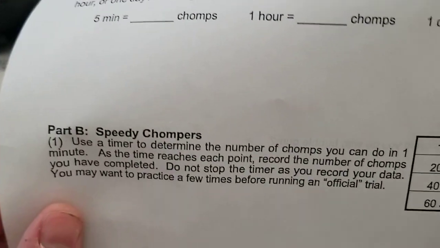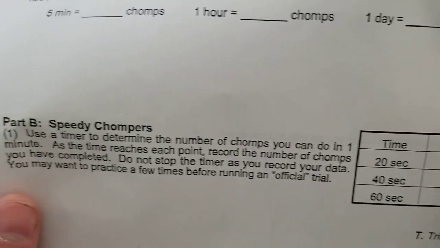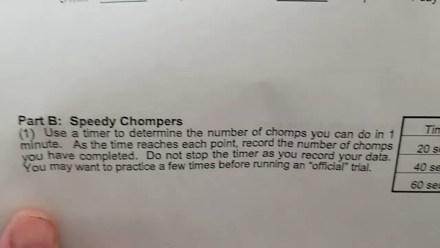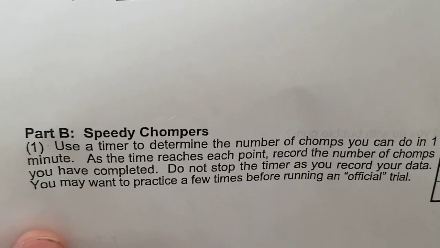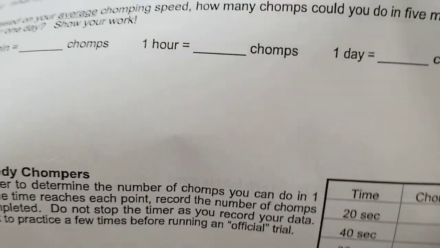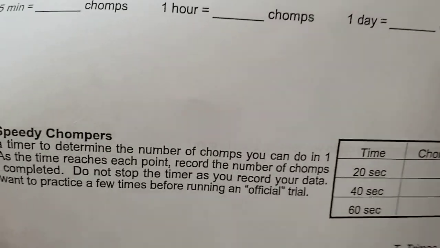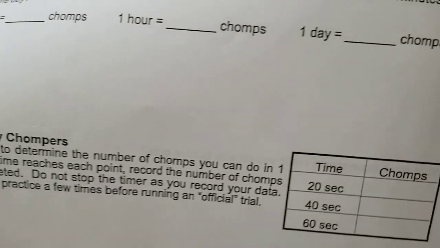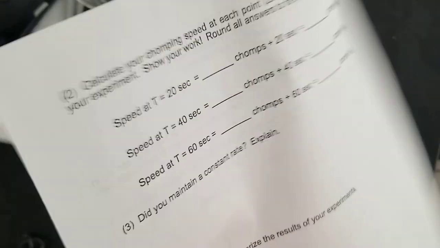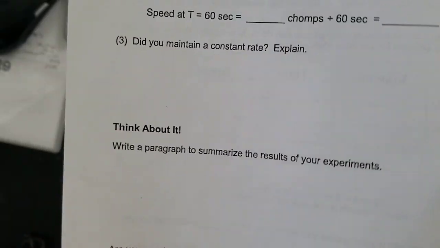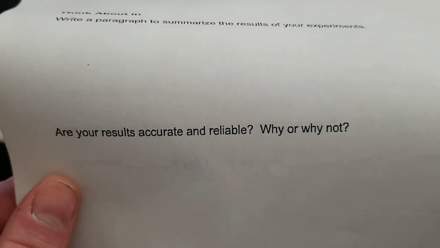And then part B, you're going to use a timer to determine the number of chomps you can do in a minute. As the timer reaches an endpoint, record the number of chomps you have completed. Do not stop the timer as you record your data. You may want to practice a few times before running the official trial. So you're going to fill this out as well. How many chomps you were able to do in 20 seconds, 40 seconds, and 60 seconds. Then you're going to find your speed using this formula down here, and then answer the questions below, okay?